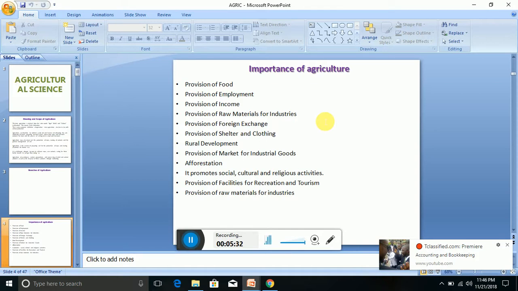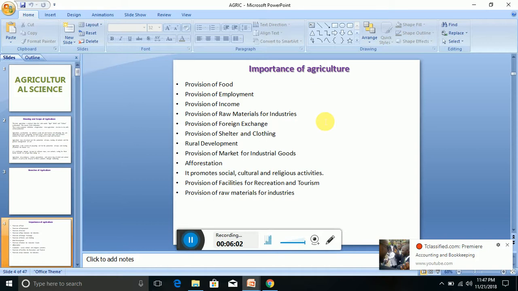Provision of foreign exchange. In the olden days, Nigeria was very famous in cocoa production, groundnut production, palm oil production, we could sell all these things to foreign lands and get foreign exchange, make a lot of money that contributes to our GDP. Though now we are much into oil and gas, crude oil, and we've forgotten what actually helped us in the olden days. You understand? So agricultural products can actually help us make a lot of foreign exchange.